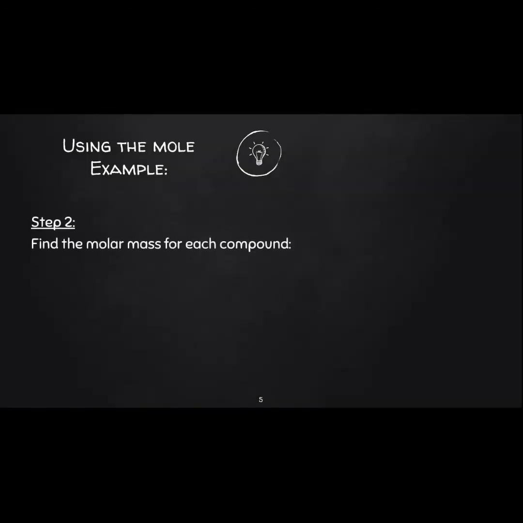Okay. Step 2 is to find the molar mass for each compound. So I've already done that for you. This is just adding up the masses from the periodic table. I think I rounded a little bit on these, so my numbers might be slightly off. So ammonium nitrate's 80 grams per mole. Ammonium phosphate's 149 grams per mole.